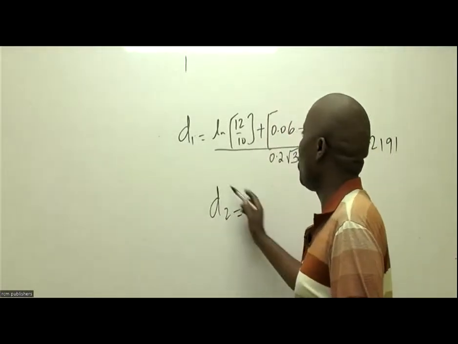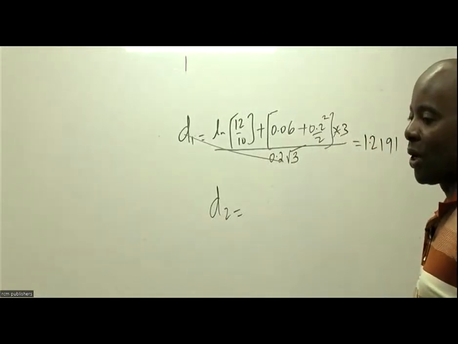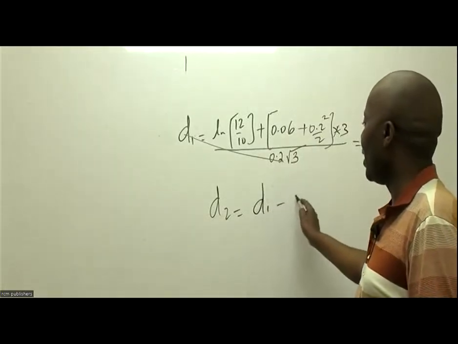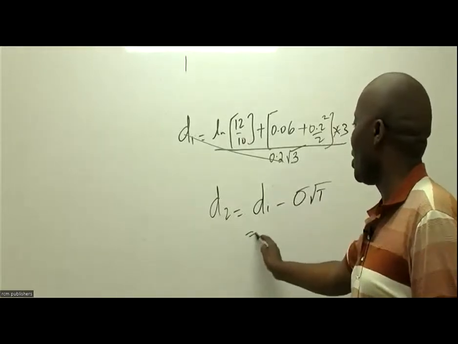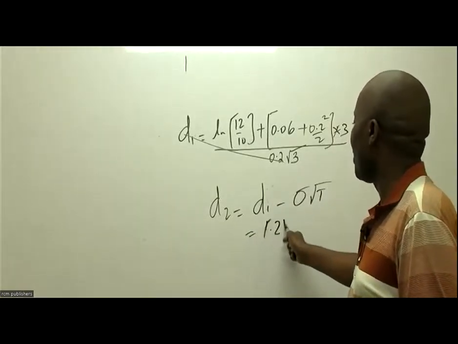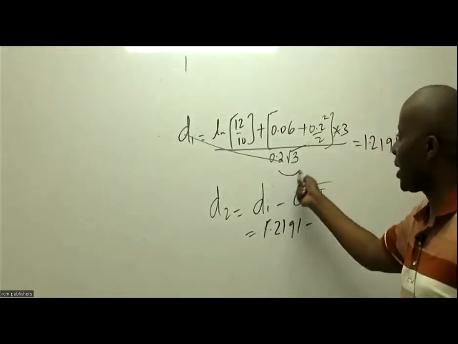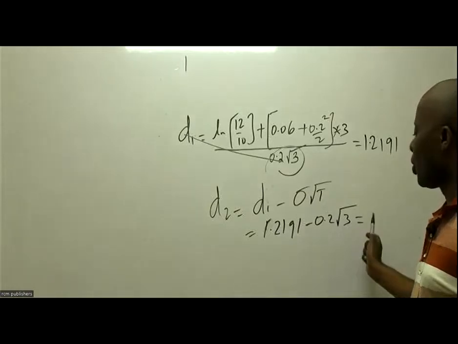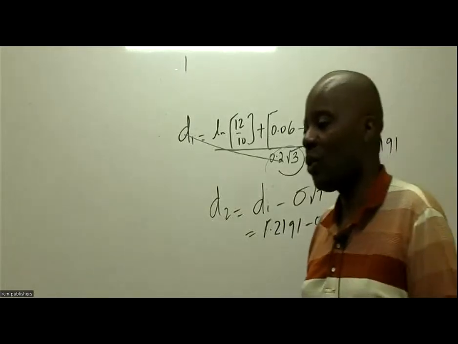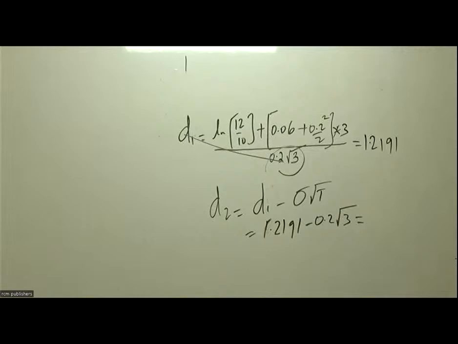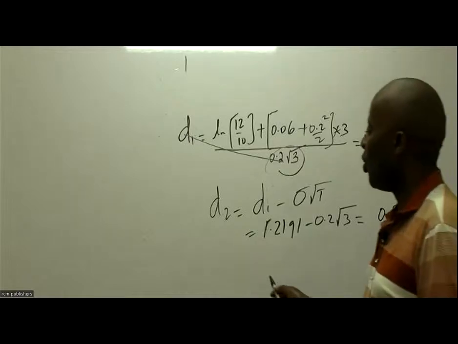So how do we get D2? It is this diagonal. To get D2, we normally take D1 minus standard deviation root T. So it is 1.2191 minus this thing here, 0.2 root 3, which will end up giving us what figure for D2? 0.8727. From there we go to normalization.